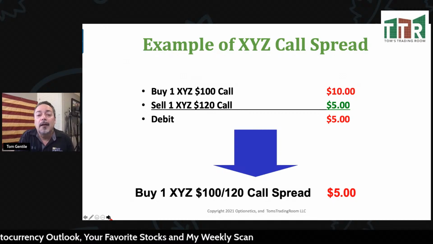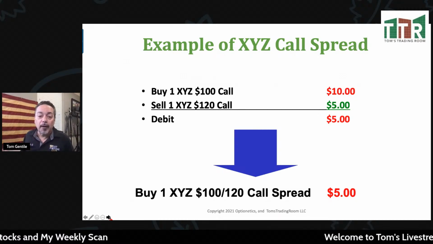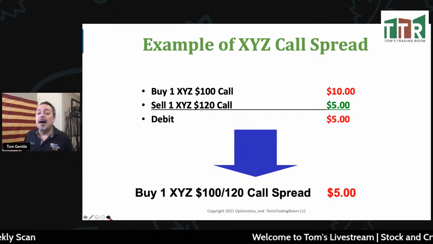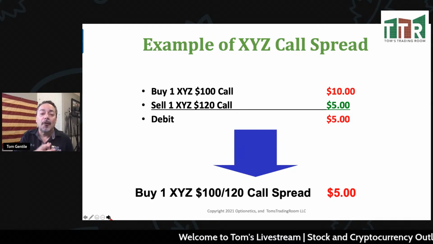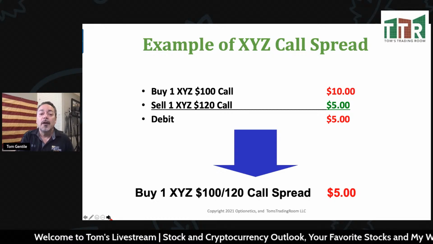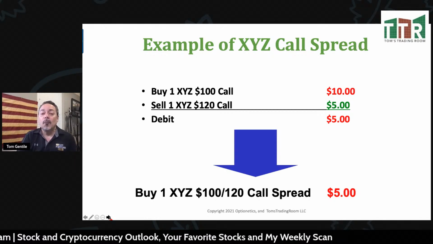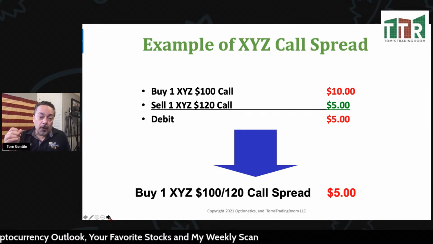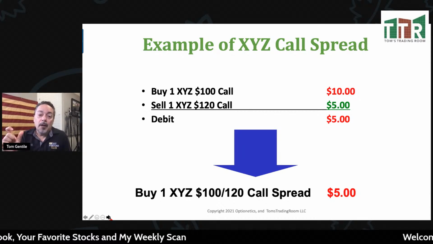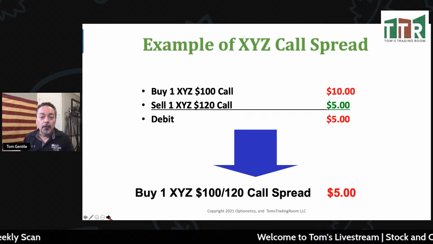A call spread, a call debit spread. Now I'm using XYZ. XYZ is not a tradable instrument. But if we were to buy a lower strike call and sell a higher strike call, that is a bull call debit spread. Buying the XYZ 100, selling the XYZ 120, right? Now, the XYZ 100, that lower strike for calls, is always going to be more expensive. But what we're doing is using the 120 to help pay for the 100.